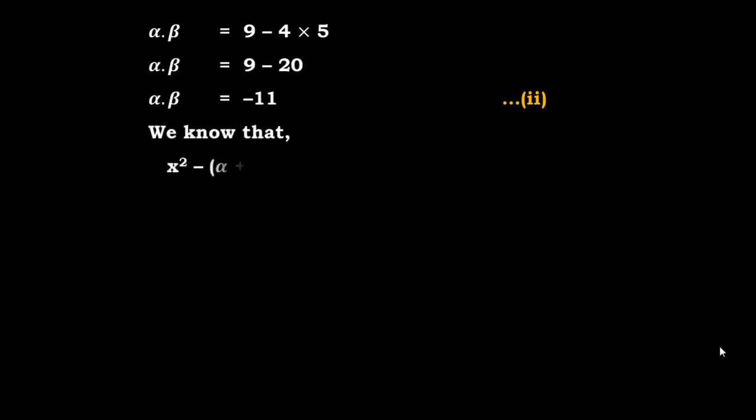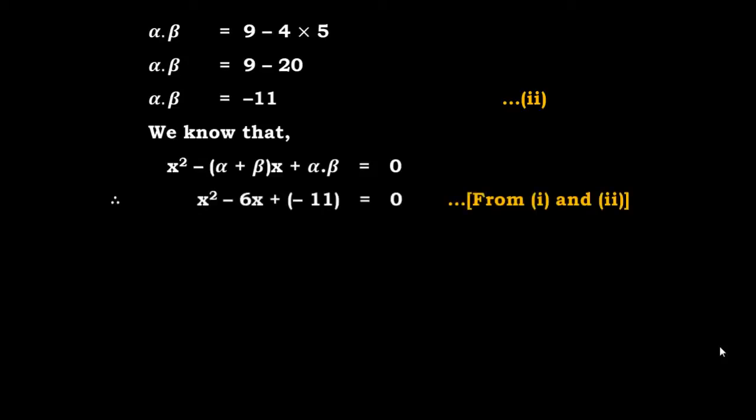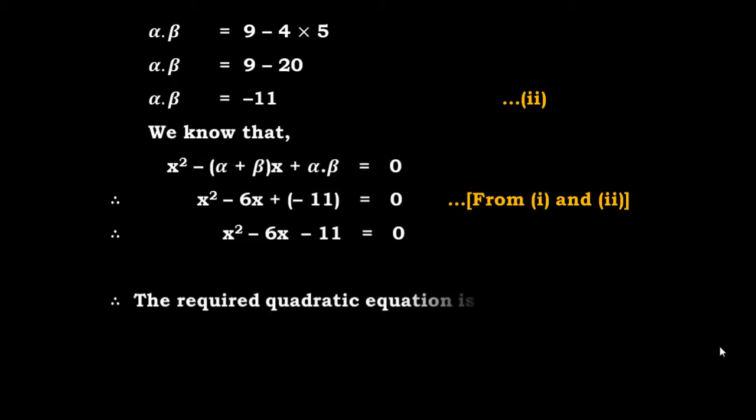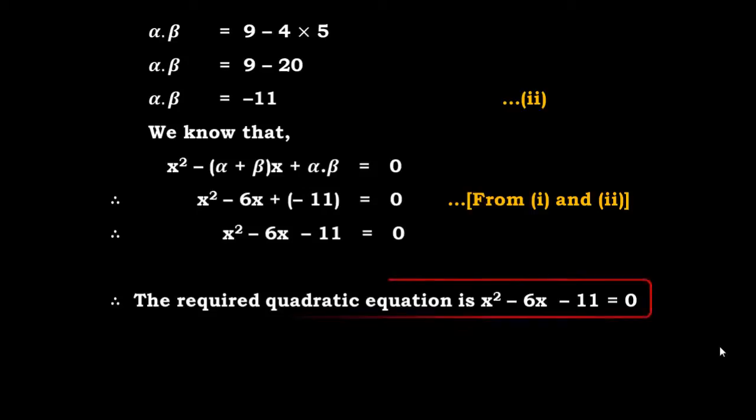Now we can use the equation x square minus (alpha plus beta) into x plus alpha into beta is equal to 0. So substitute the value. X square minus 6x plus minus 11 is equal to 0. Plus minus becomes minus. X square minus 6x minus 11 is equal to 0. Therefore, the required quadratic equation is x square minus 6x minus 11 is equal to 0. See the next one.